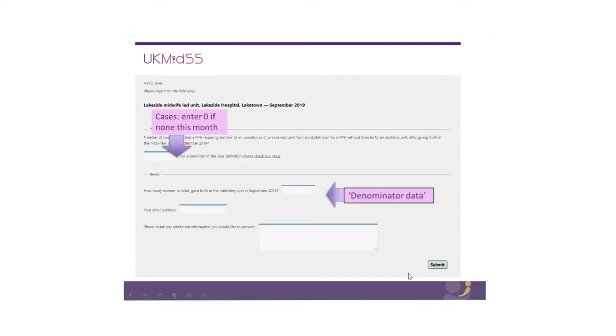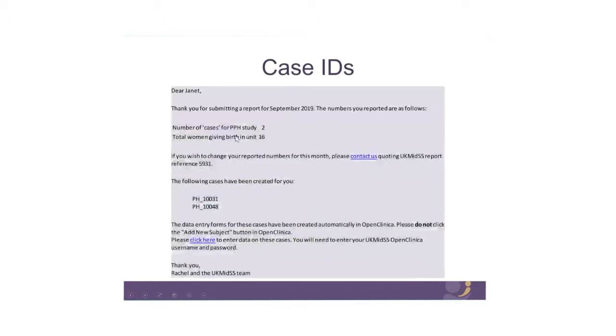And when you click submit on that form, you will get this confirmation emailed to you, and that will confirm the number of cases that you reported, the total number of women that gave birth in the unit, and if you notice then that you've made a mistake, you can just contact us to ask us to change whatever figure that you've made a mistake with.